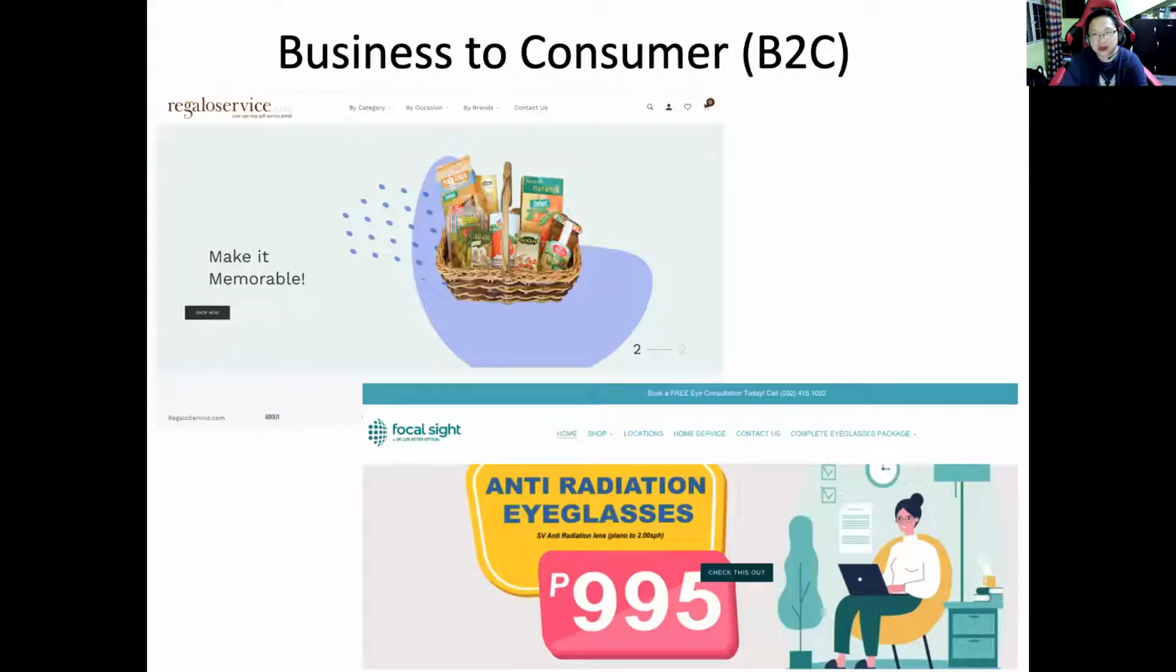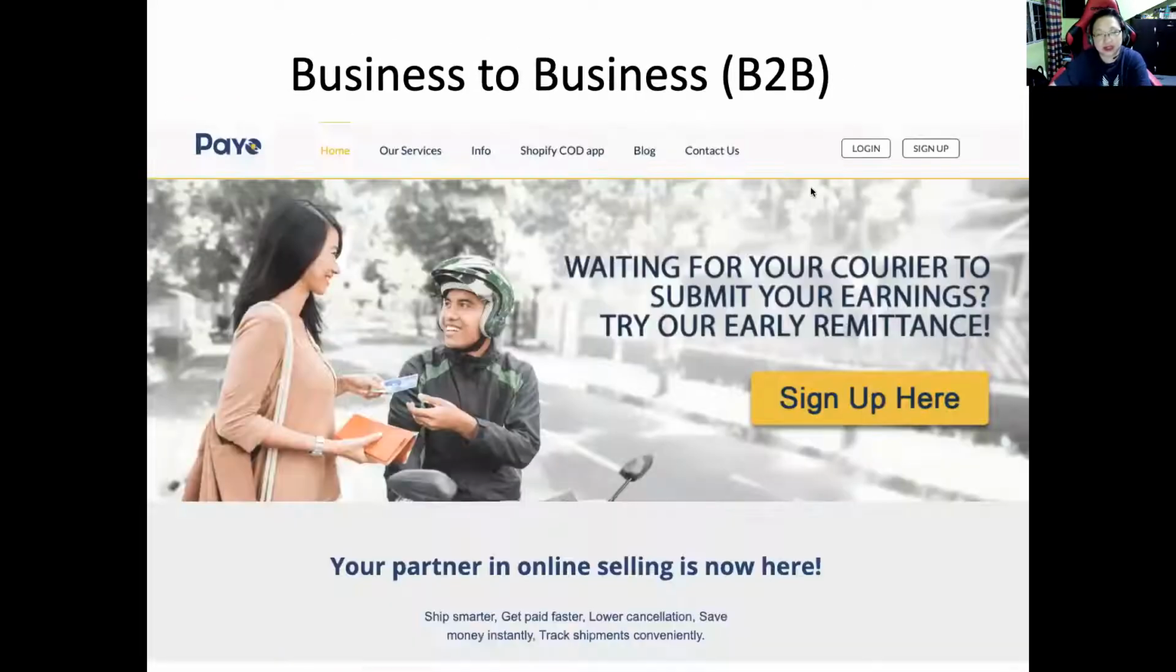When you look at business to consumer, I'm showing two websites here, like in the case of regaloservice.com, which is a gift site. If you visit that site, you can buy items that you can use for yourself or give as a gift to someone else. There's also focalsite.shop, which focuses more on selling eyewear and eye care related products, and even booking a home service consultation with an optometrist. All of these are examples of business to consumer transactions.